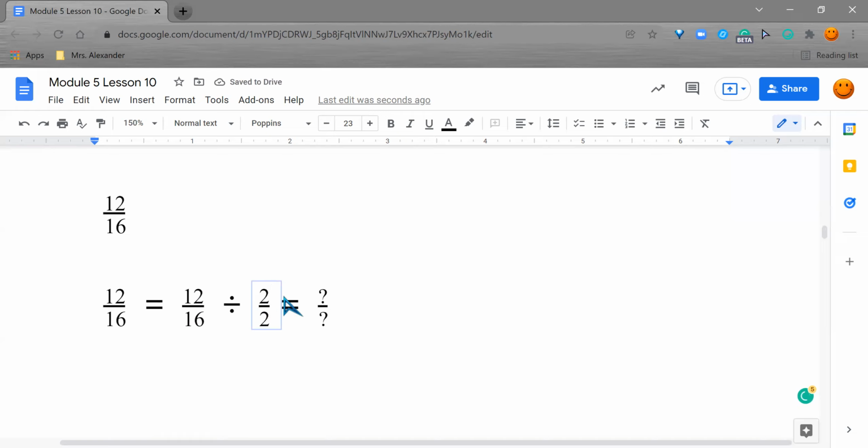So 12 divided by 2 equals, same as 2 times the number equals 12. Yes, it is 6. And then 16 divided by 2 equals, or 2 times what equals 16? Yes, you guys, it is 8. So the thinking I'm seeing here, you guys, is 6/8 is also even. And neither of them are prime.